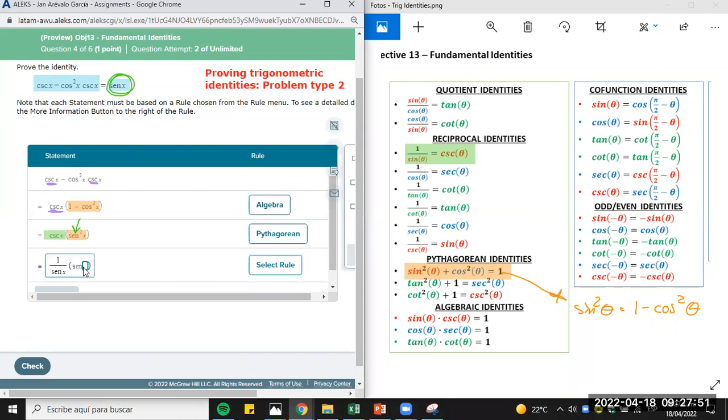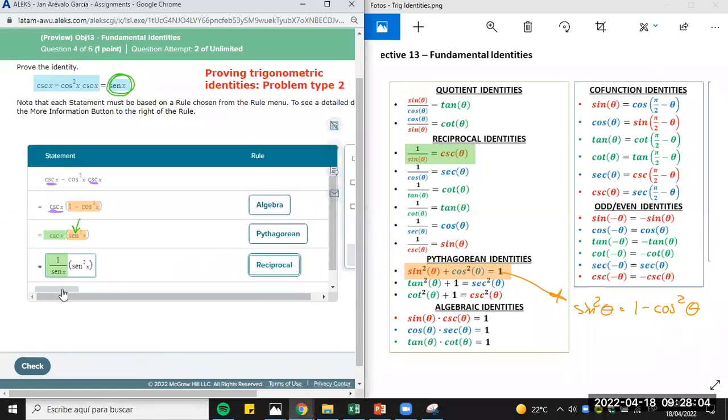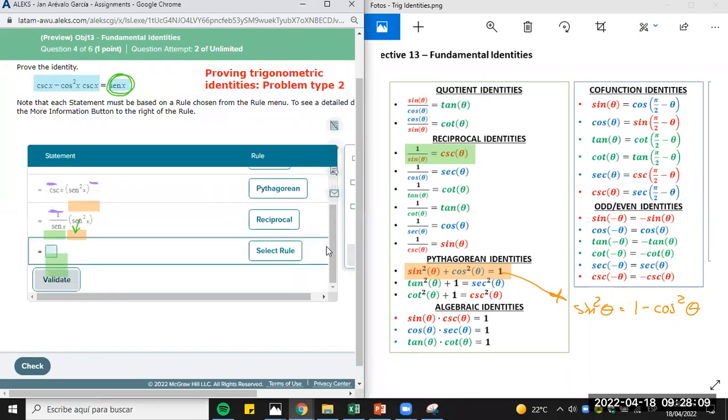The rest remains the same. So I'm going to change that cosecant to be 1 over sine. I'm going to choose that was a reciprocal identity, and I'm going to validate it. Of course, yes, it is correct.